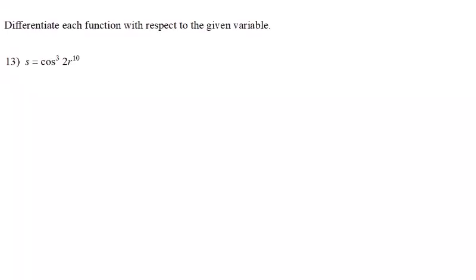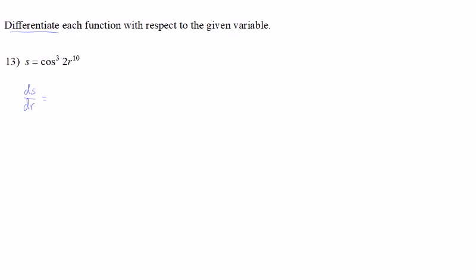All right, this is the last differentiate with respect to the given variable one, number 13. And so once again, find the derivative. And so we could call this ds/dr, s prime of r. All those mean the same thing, right? So we'll just do ds/dr this time. Use a little Leibniz notation.